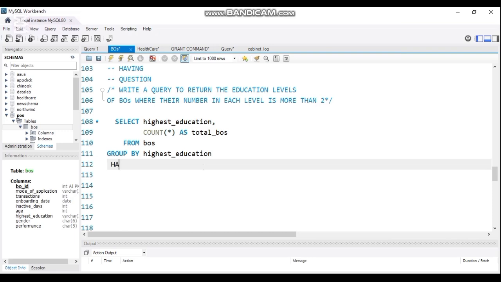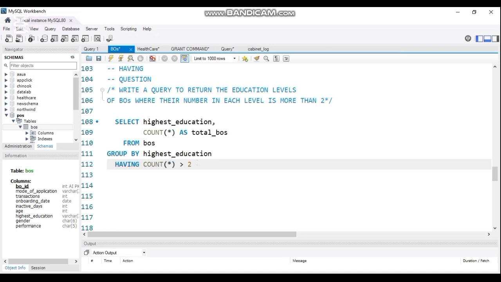And now we're going to be having our HAVING. After your GROUP BY, you have HAVING. HAVING COUNT(*). That count star means count all the rows in the table, and group them by their highest education. Now, I want you to return the count that is more than 2, which is greater than 2. HAVING COUNT(*) greater than 2, which is in the question: their number in each level is more than 2.